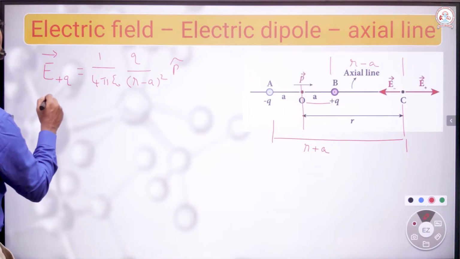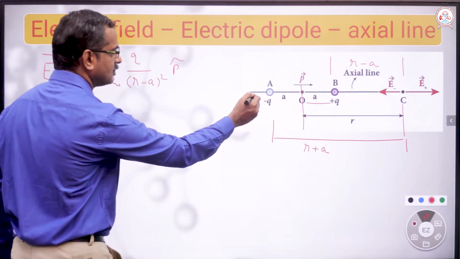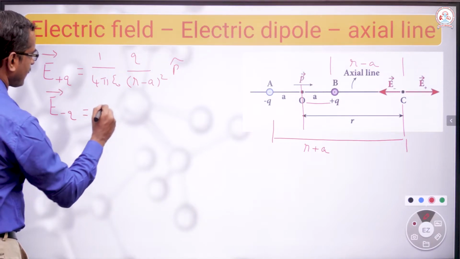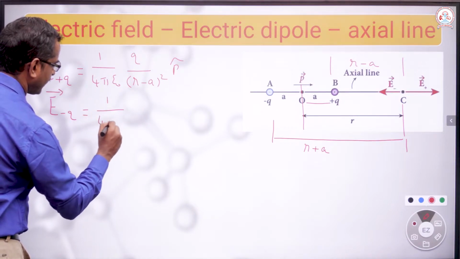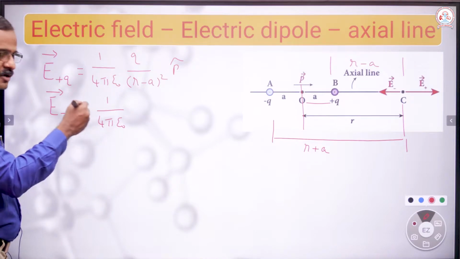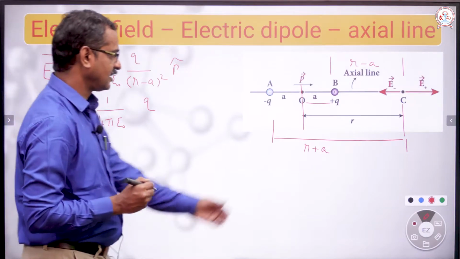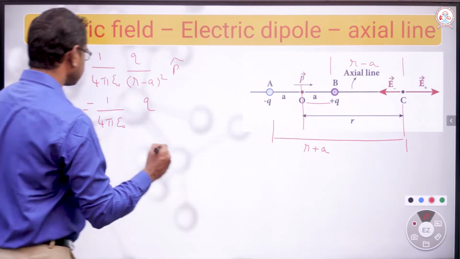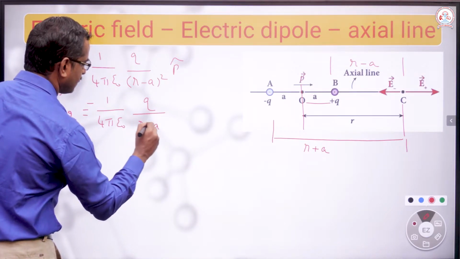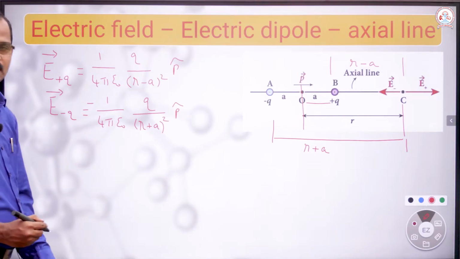Similarly, the electric field due to minus q at the point C is equal to 1 divided by 4 pi epsilon naught. The value of 1 by 4 pi epsilon naught is 9 into 10 power 9. We have to add a minus sign here, as the electric field is acting along the minus x-axis: minus q divided by r plus a whole square, again P cap, where P cap is the unit vector.